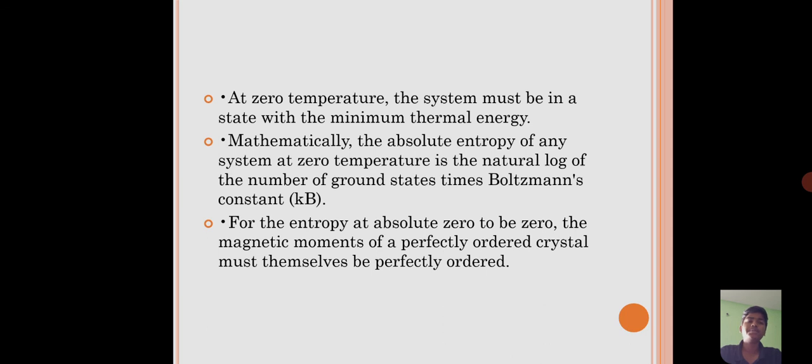At zero temperature, the system must be in a state with the minimum thermal energy. Mathematically, the absolute entropy of any system at zero temperature is the natural log of the number of ground states times the Boltzmann constant Kb. For the entropy at absolute zero to be zero, the magnetic moments of a particularly ordered crystal must themselves be perfectly ordered.